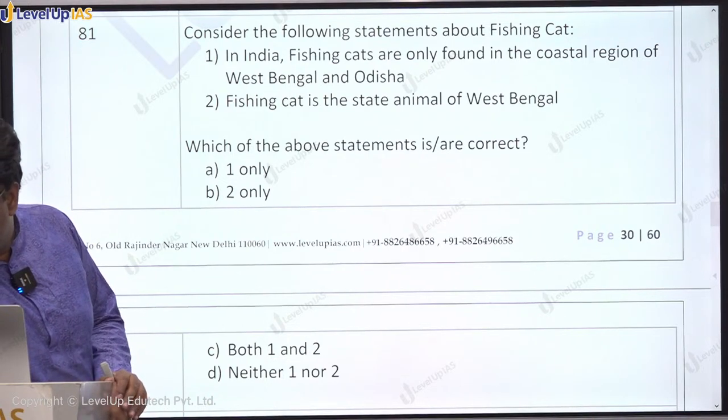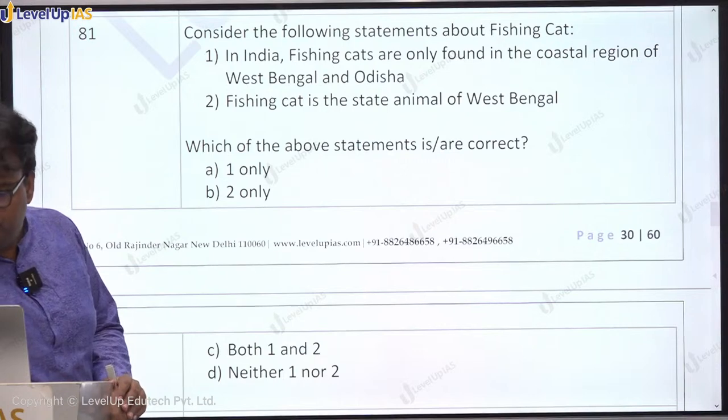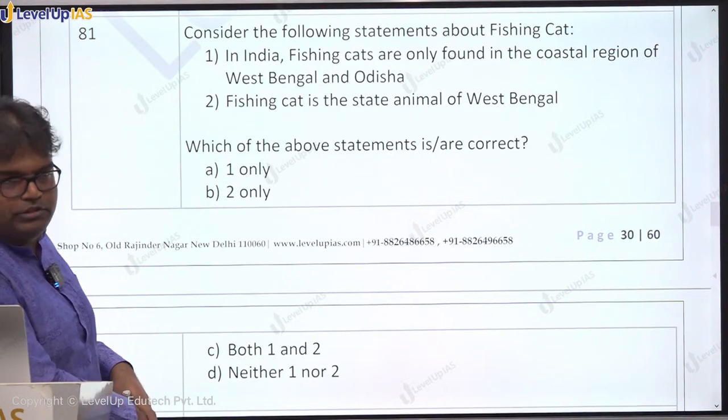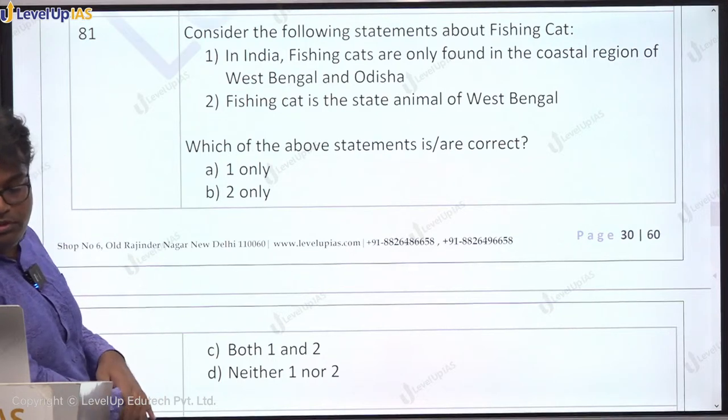भक्ति सूफी करवाना है विशाल सर से. अच्छा ठीक है, आई विल रिक्वेस्ट हिम कि वो यूट्यूब पे करा दे भक्ति सूफी, सो दैट आपका प्रॉब्लम रिजॉल्व हो जाएगा. लेट्स कम टू 81, क्वेश्चन नंबर 81.